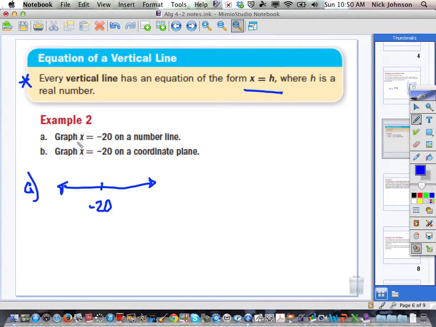Well, this only has one solution, right? X equals negative 20. So we have a closed circle right at negative 20. We don't go to the right, we don't go to the left, because it only equals one thing.